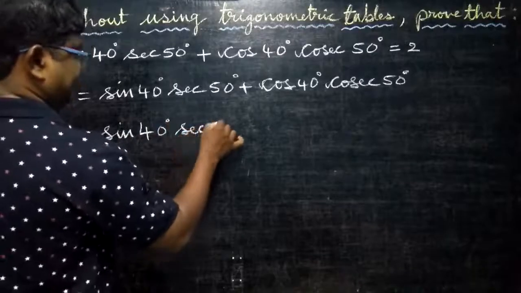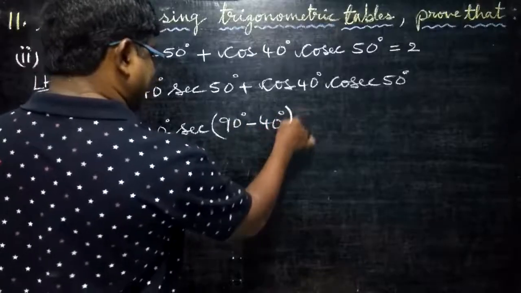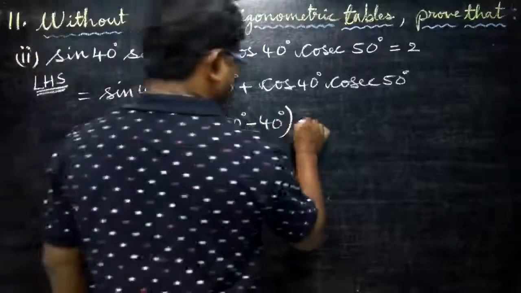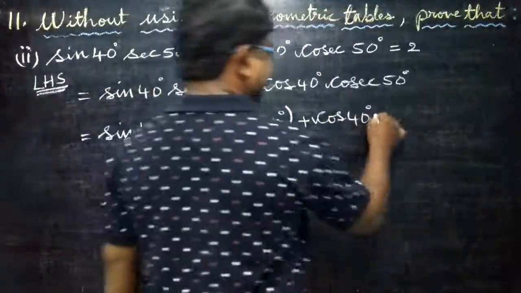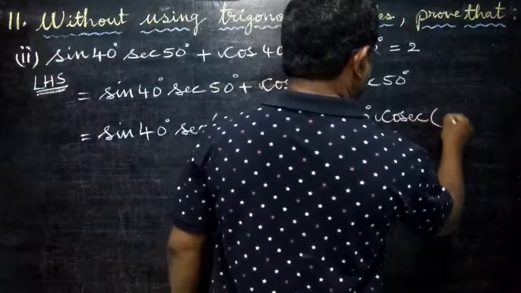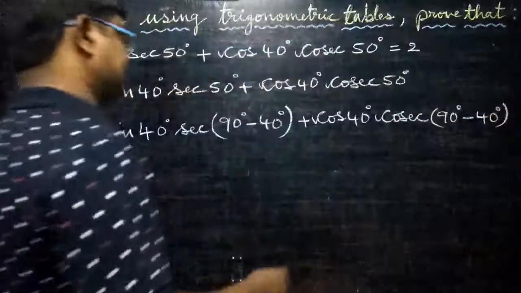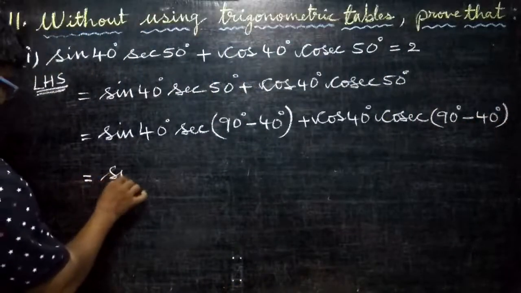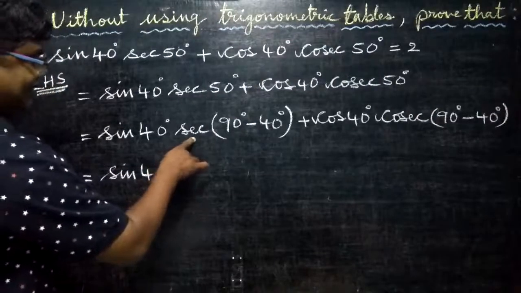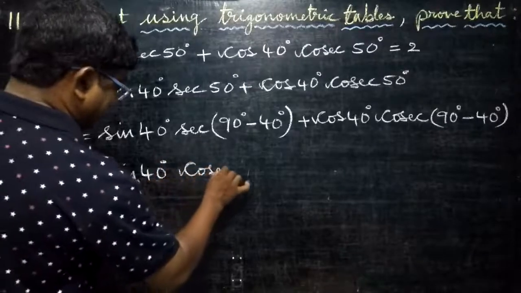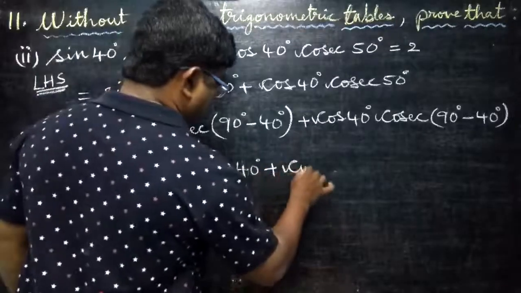Secant 50 degrees I am writing as secant (90 degrees minus 40 degrees). 90 minus 40 is 50. Plus cos 40 degrees into cosecant, I am writing 50 degrees as (90 degrees minus 40 degrees). That is 50 degrees. That is equal to sin 40 degrees into secant becomes cosecant, cosecant theta, theta plus 40 is there, so write 40 degrees, plus cos 40 degrees.